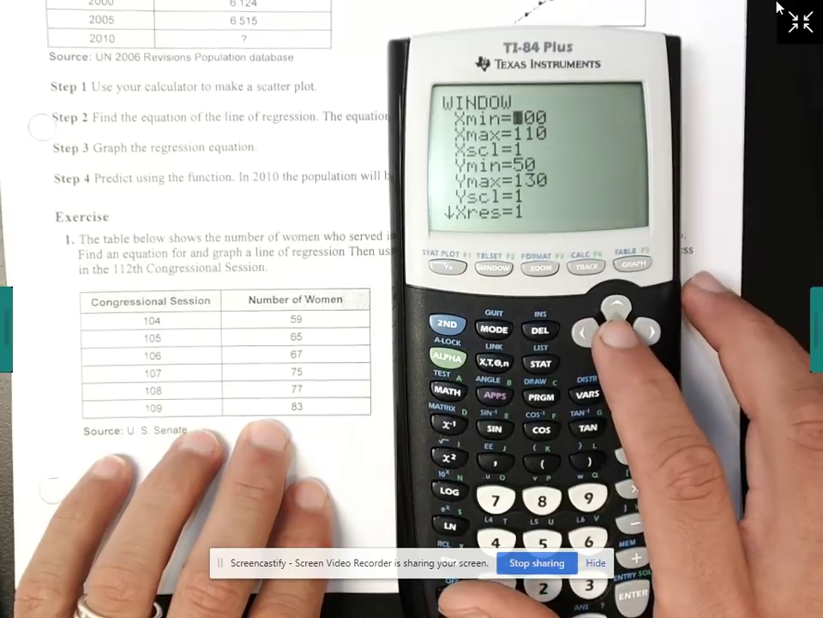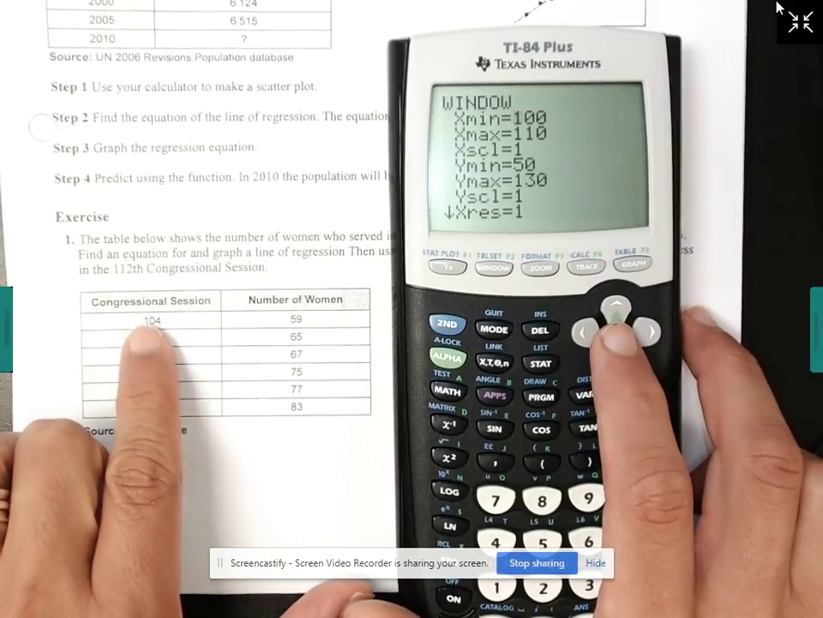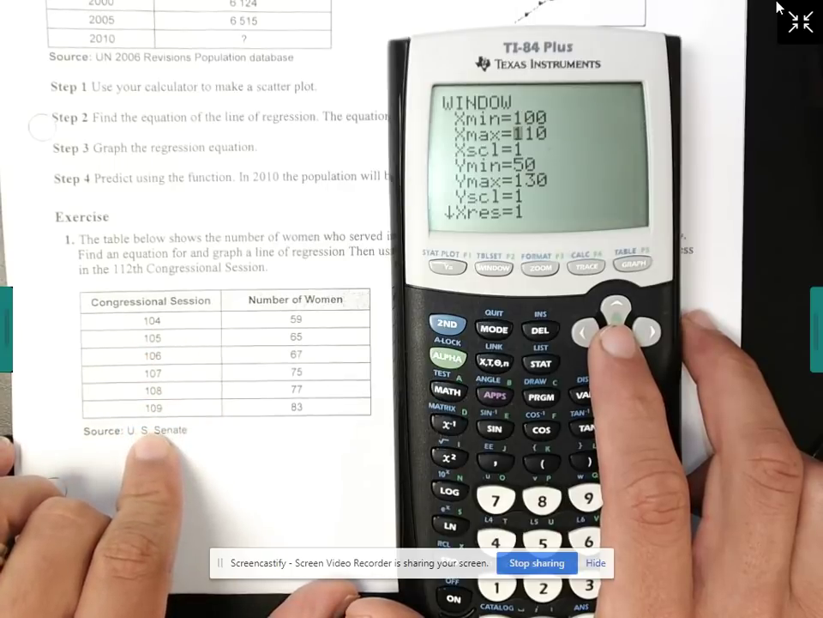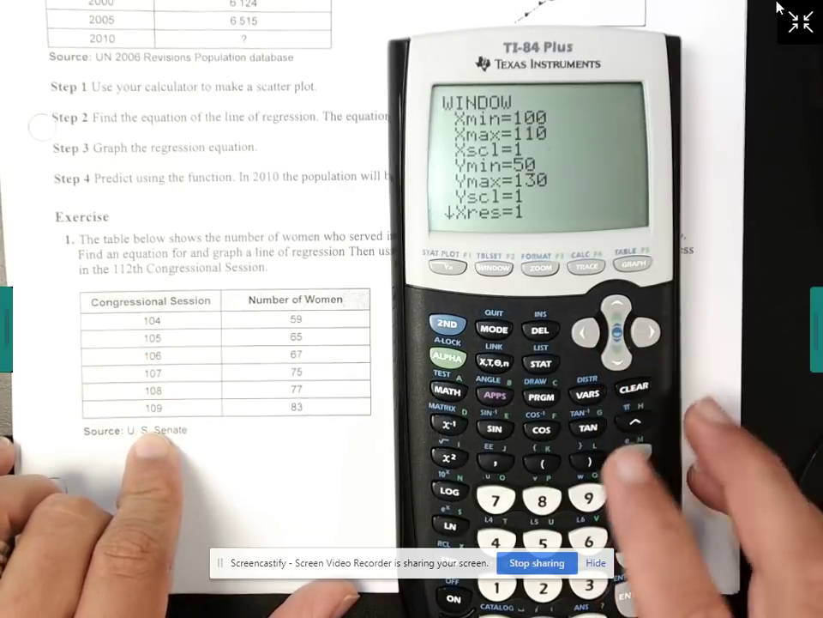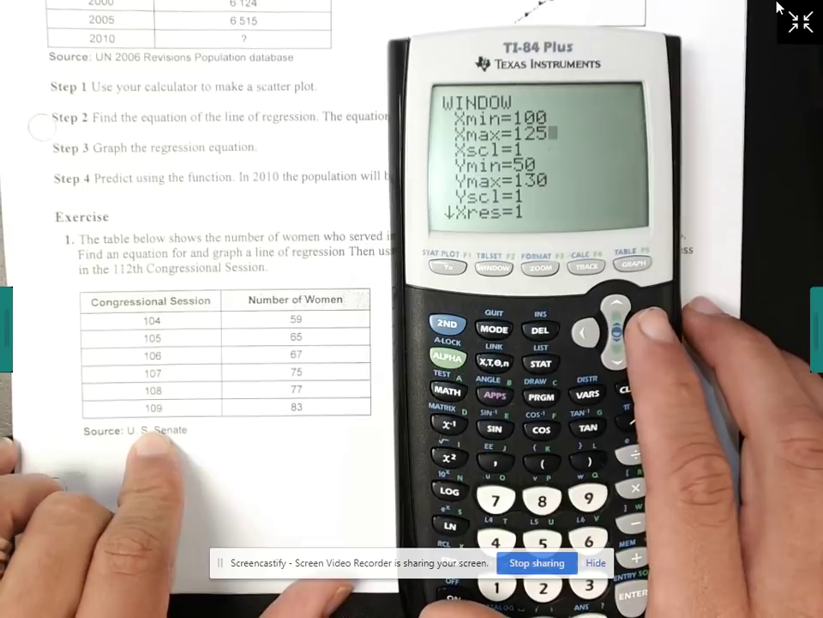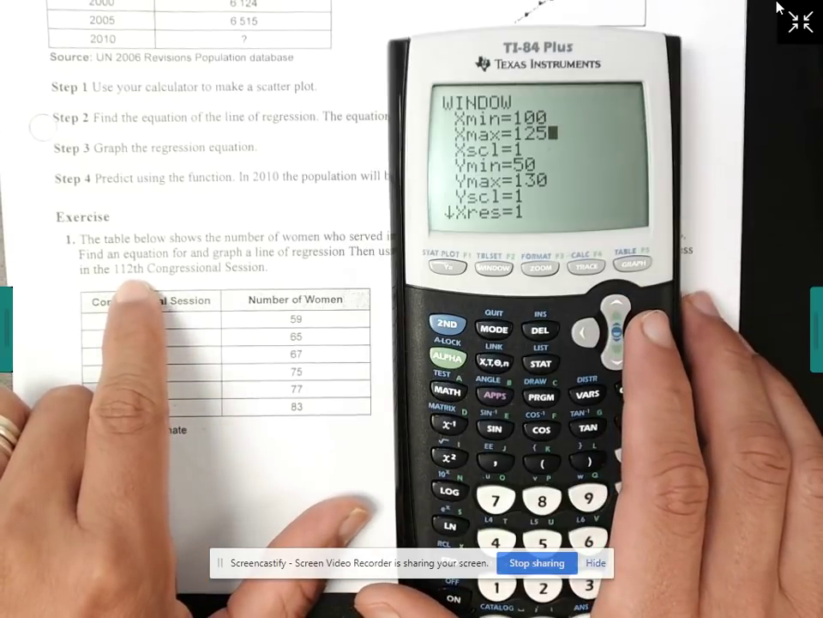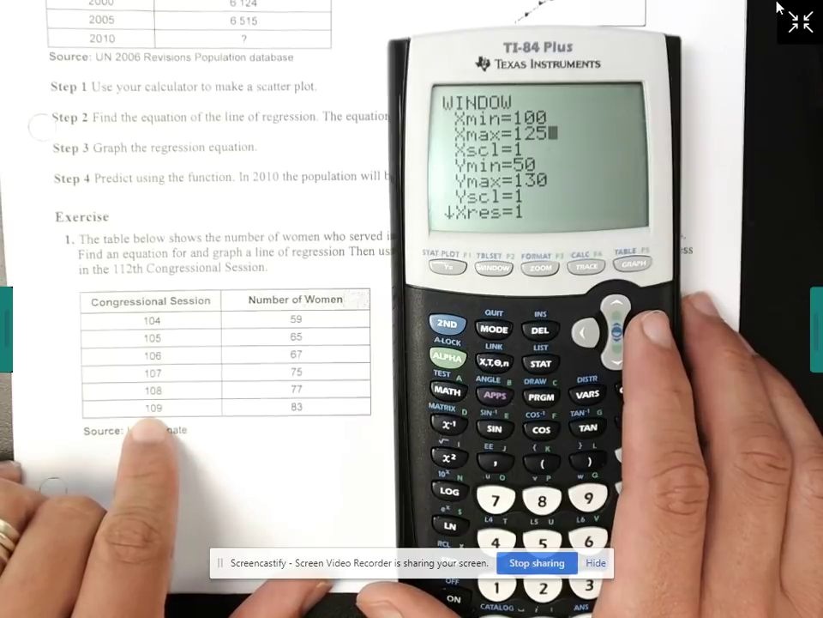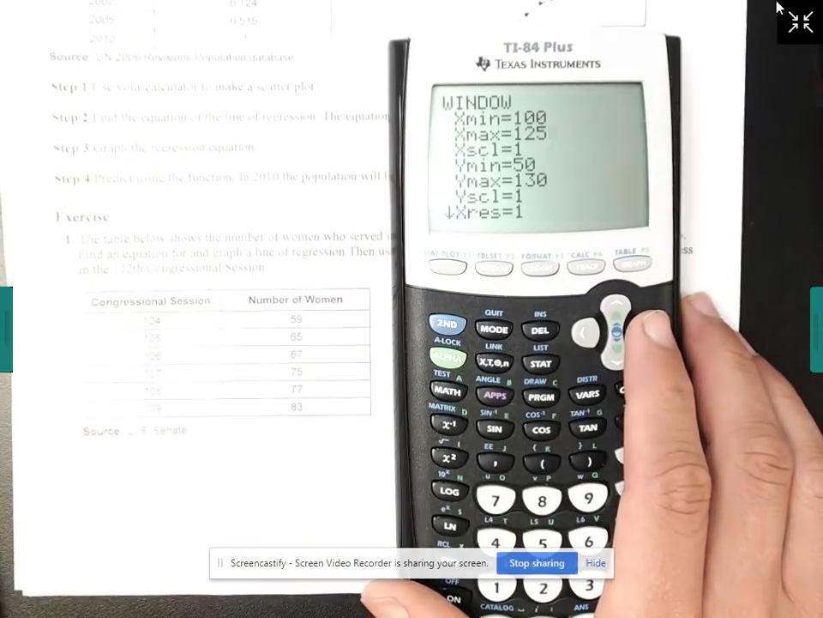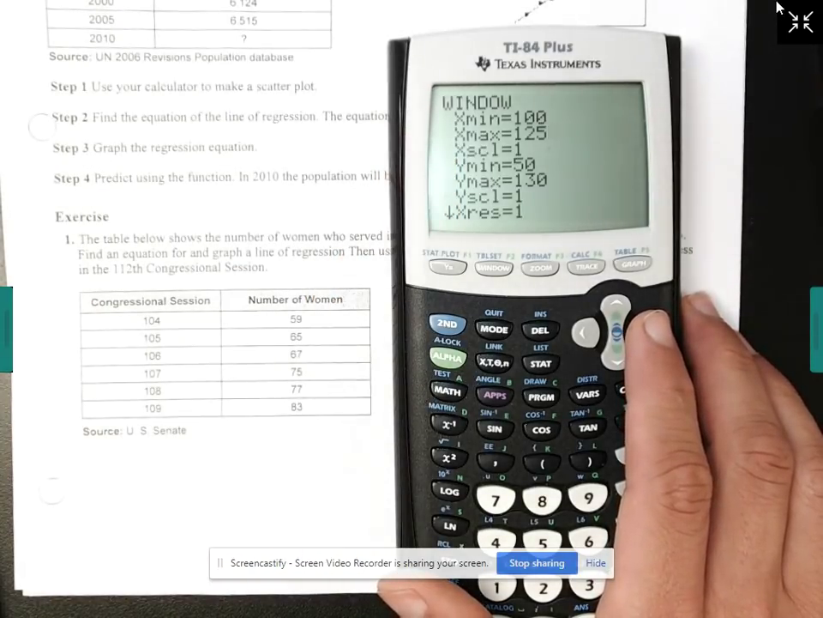I'm going to pick a window that's sort of like that. Notice that my minimum is a little bit less than that for my x value, and my maximum is more than that. Or as a matter of fact, I'm going to make it like 125, because I don't really know what they want me to predict. In the end, it wants me to predict 112, right? So I want to make that x maximum at least bigger than 112.